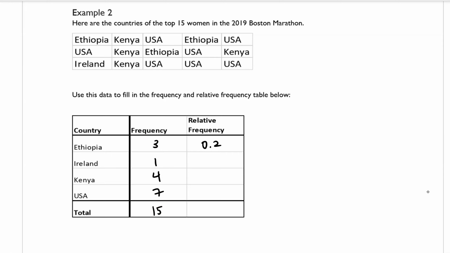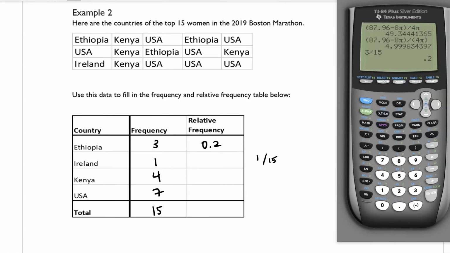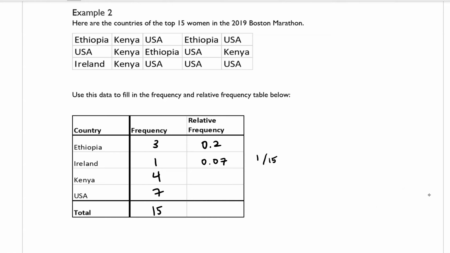Okay, so now we want to calculate the relative frequency for Ireland, and that's going to be 1 over 15. So let's do that on our calculator. And I'm going to round it to, let's see, I'll just round it to 2 decimal places. So we have 0.07.